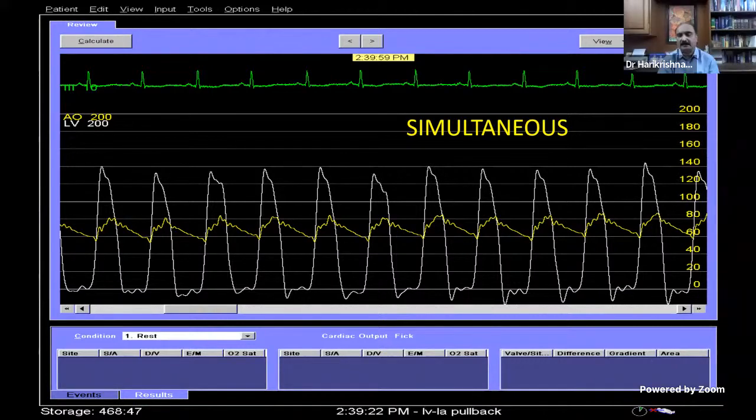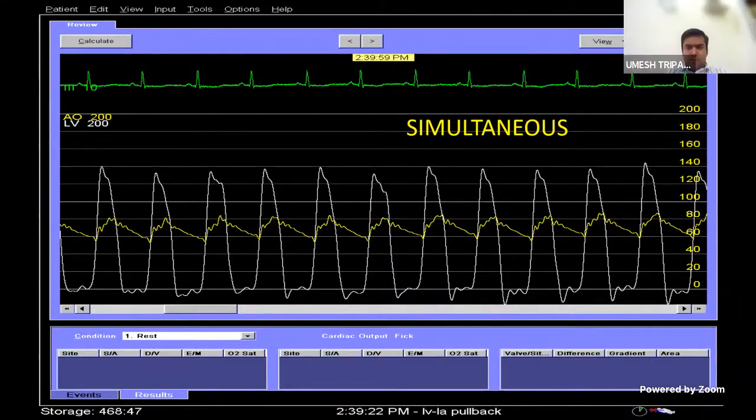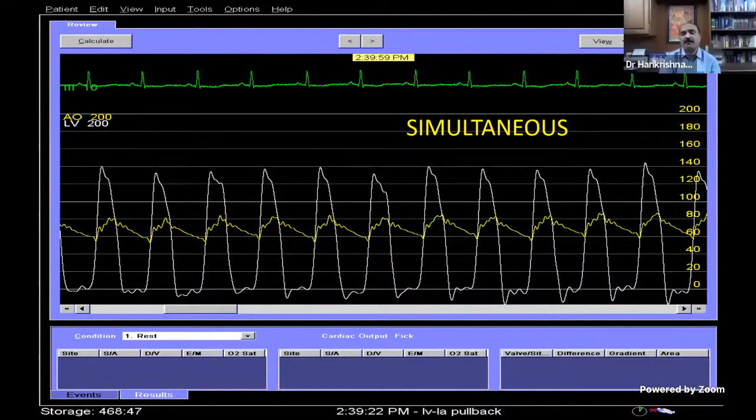How much is the gradient? It's around 60, sir. The peak systolic pressure in LV is 140, and in the aorta is 80. Left ventricular outflow tract obstruction, sir. The gradient is around 60. The type of obstruction we will subsequently discuss.